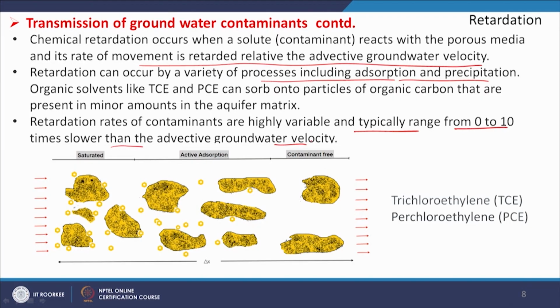So, these are some typical velocities, which may sometimes be 0 and sometimes up to 10. And it has been said that some solvents like TCE and PCE, which are trichloroethylene and perchloroethylene, can sorb onto particles of the organic carbon present in the aquifer matrix. That is the reason why the velocity of the pollutants may be lower than the advective velocity of the water, and retardation can occur.